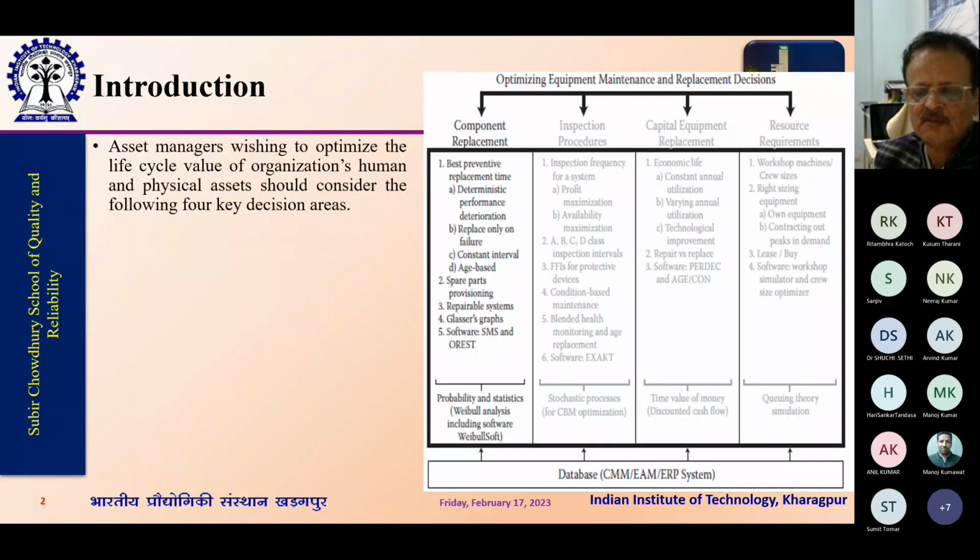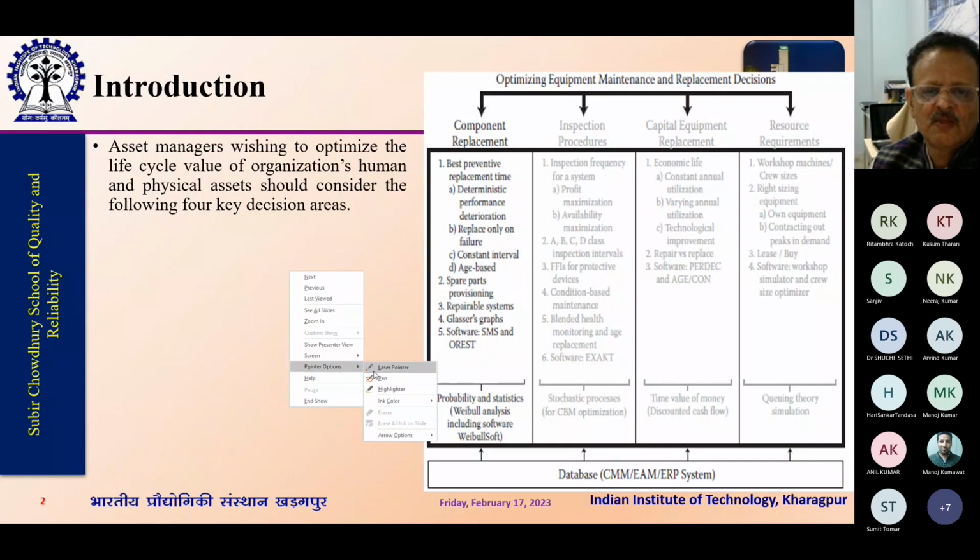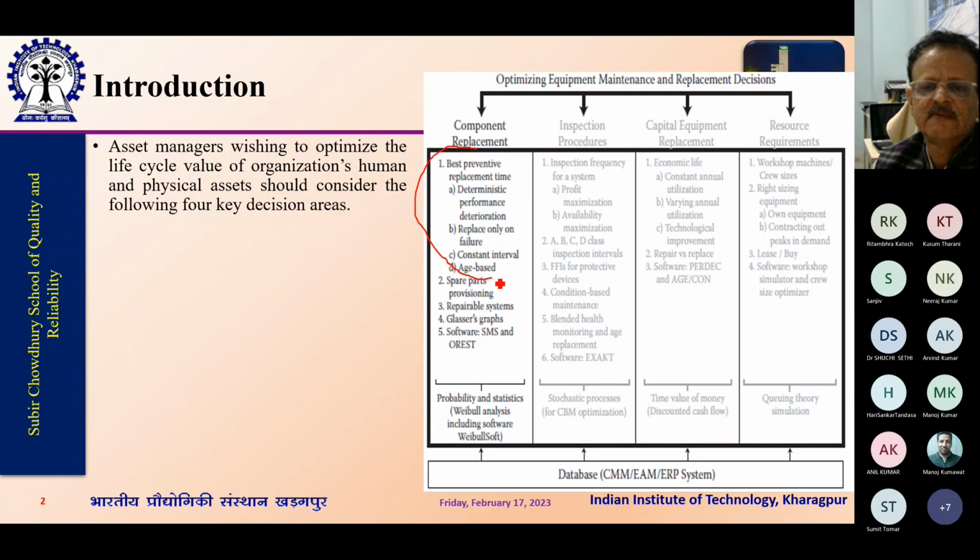If you see the various areas which can be dealt with in maintenance engineering, one could be component replacement decision, inspection procedures, capital equipment replacement, resource requirement, and so on. And in this lecture we are dealing with this area, partly this area. Of course, the software people have created software also, which is given here. You can find the software if you buy the corresponding book by Jardine. You may download those software.